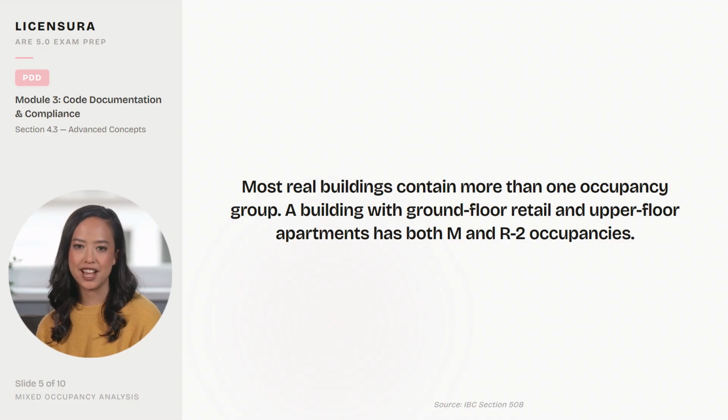Most real buildings contain more than one occupancy group. A building with ground floor retail and upper floor apartments has both M and R2 occupancies. How you handle this mixed condition fundamentally changes your code analysis. The IBC gives you 3 approaches, and choosing the wrong one can make your building non-compliant or unnecessarily expensive.